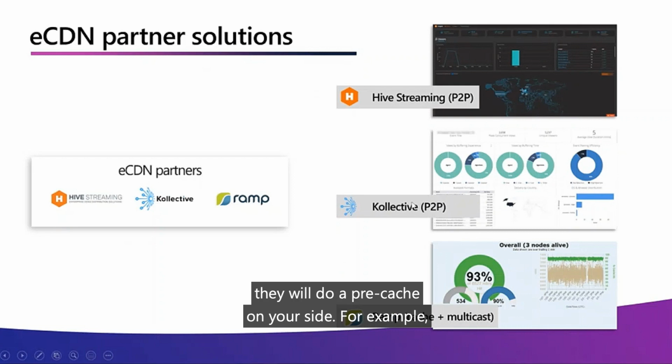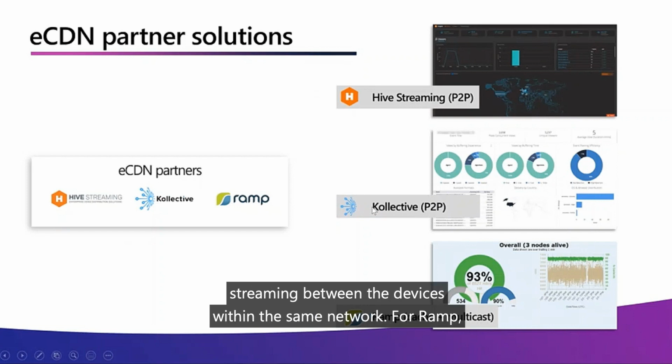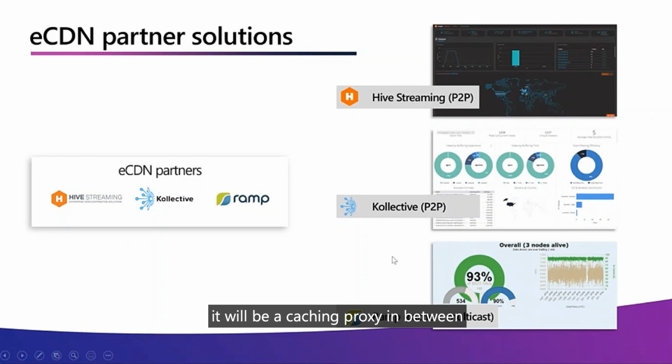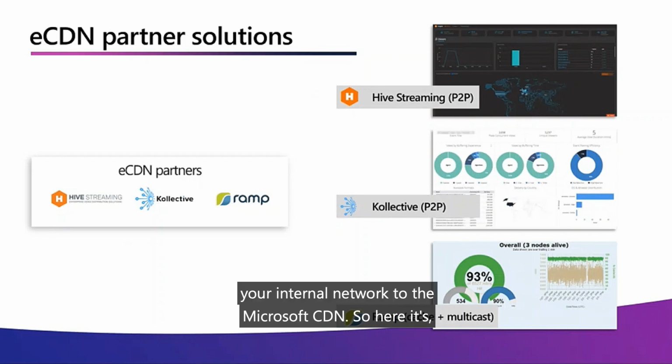Basically, they will do a pre-cache on your side. For example, for Hive or Kollective, they will do peer-to-peer streaming between the devices within the same network. For Ramp, it will be a cache proxy between your internal network and the Microsoft CDN.